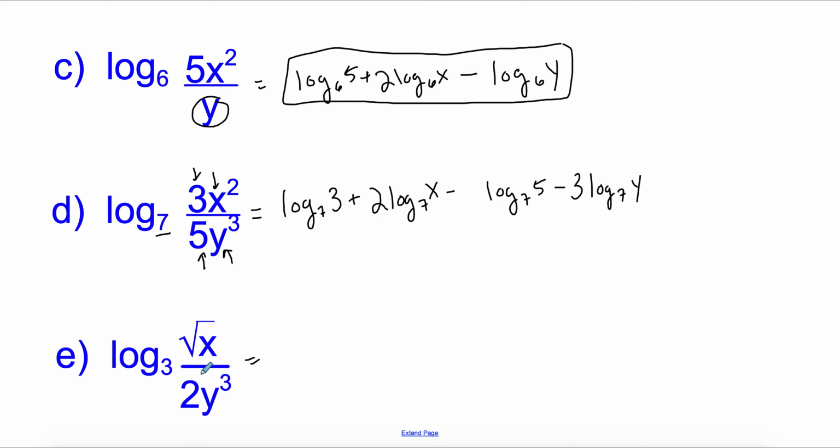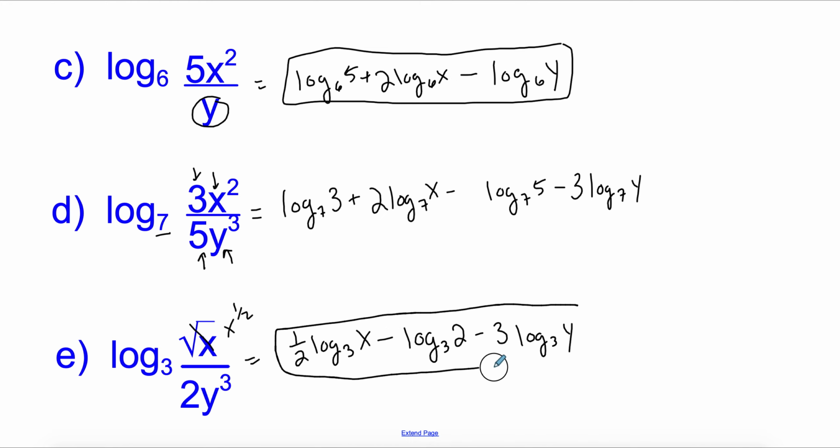Next one, log base 3, and this square root is an exponent, remember, so this is a little tricky. That would be x to the 1/2 as an exponent. So we'll have 1/2 log base 3 of x. And then remember, everything on the bottom is going to be subtracted. So log base 3 of 2, minus 3 log base 3 of y. Okay, and then we're done. That 1/2 is our exponent, and the 3 is our other exponent. So this is expanding logs.